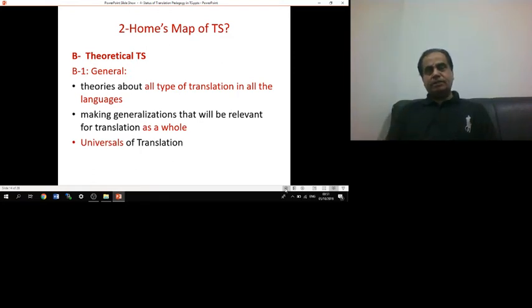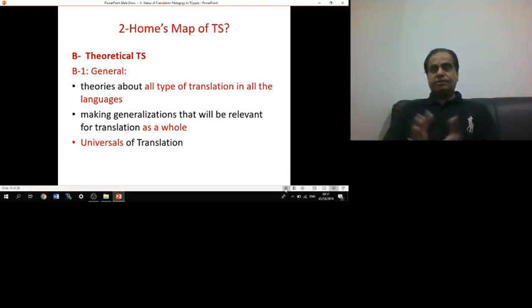But if the languages are closely related, belonging to one family, or have a close historical relationship, then by virtue of these two things, the differences between the source language and the target language are not too many, so the problems would be lesser as compared to the first pair.